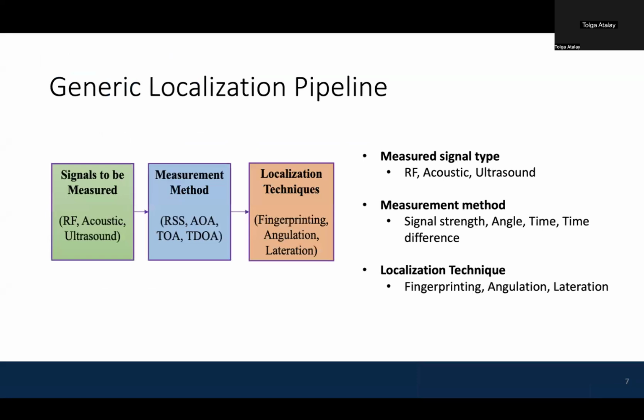In the generic localization pipeline, we have three key building blocks. First, we have the signal to be measured, which can be radio frequency, acoustic, or sound. Then we have the measurement method, which can be received signal strength, angle of arrival, time of arrival, or time difference of arrival, which are then fed into a specific localization technique, which can be based on fingerprinting, angulation, and lateration. And this will become important. I will basically summarize which specific component we choose from each building block for our design.